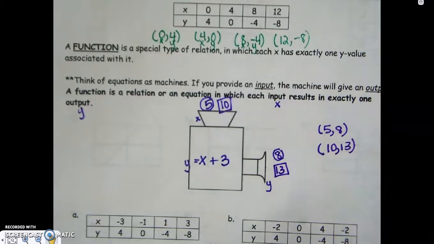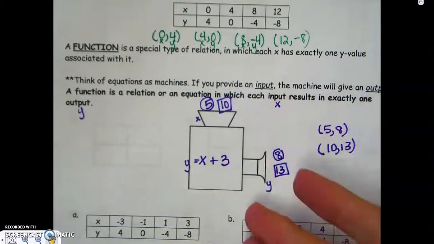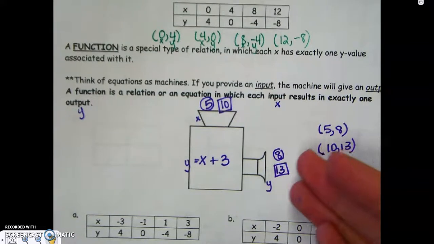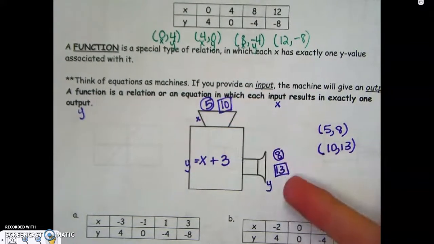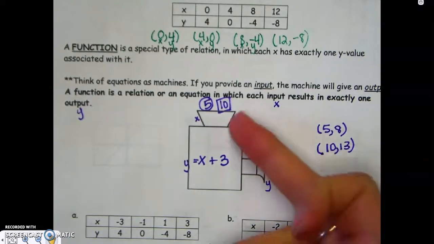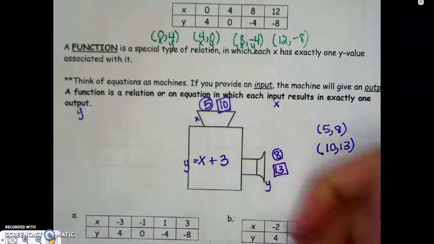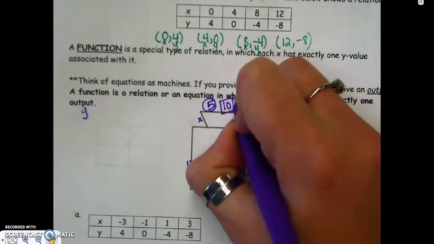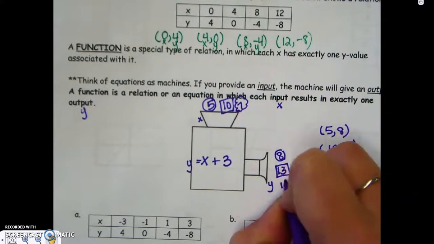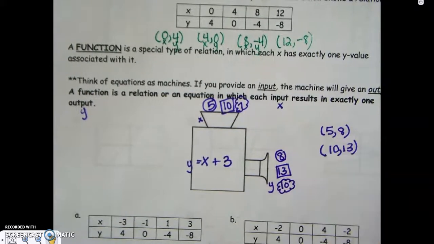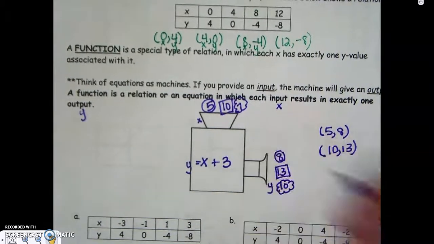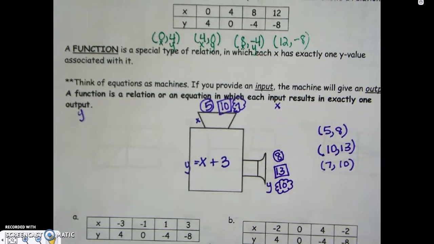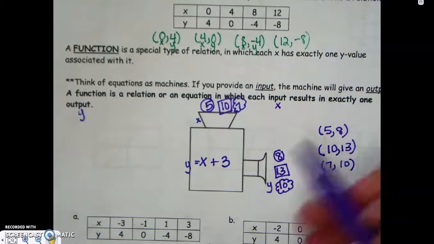Notice, it doesn't matter what number I put into this function, I'm always going to get out the same number for the same input. I'm not going to put another 5 in here and get out 10 or something. 5 is only going to have the output of 8. You could do another number too. Say you did 7. If I put 7 in this function, it pops out 10. It's always going to give me the same number for the same input. It's never going to give me two different outputs for a number. So this is a machine we call a function.